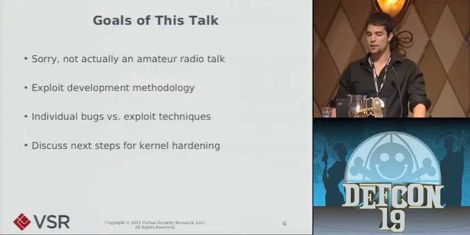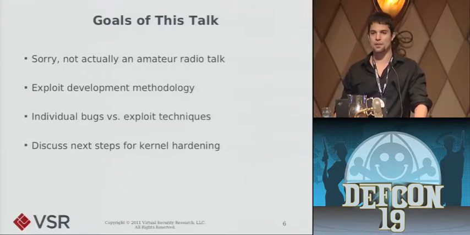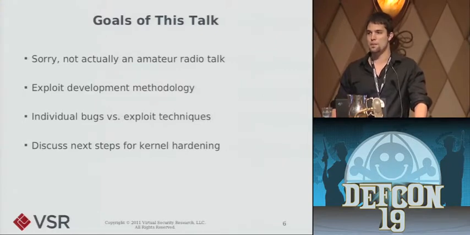What I hope you guys will get out of this talk: this is not actually an amateur radio talk despite the really misleading title. We're going to talk about enough of amateur radio to understand the vulnerability that I'm using. But really this is sort of a vehicle for me to talk about exploit development methodology. So hopefully if you guys don't have any experience writing exploits, you'll get a sense of what are some of the building blocks that we can use to exploit these kinds of vulnerabilities. What are some of the steps that we need to go through?